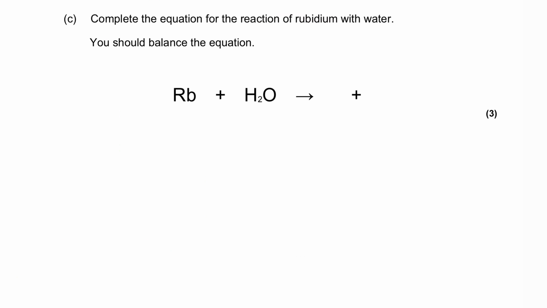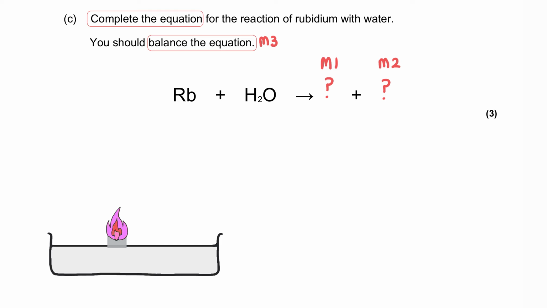Complete the equation for the reaction of rubidium with water. You should balance the equation. Currently we've got Rb, which is the symbol for rubidium, reacting with water, H2O, and we are shown that it is turned into two things. We know there must be two things because there are two spaces with a plus between them. And we've got 3 marks, so the first mark will be for the first chemical, the second mark for the second chemical, and the third mark for the balancing.